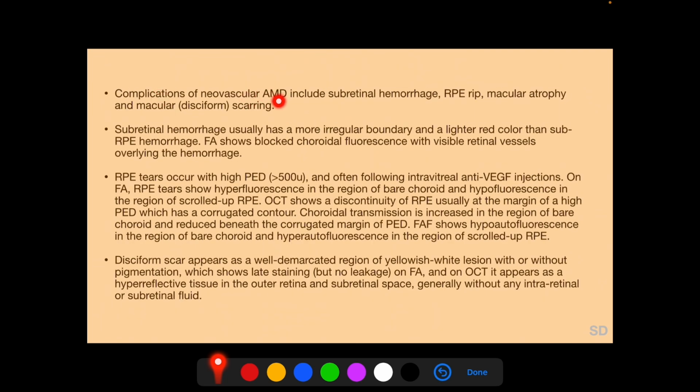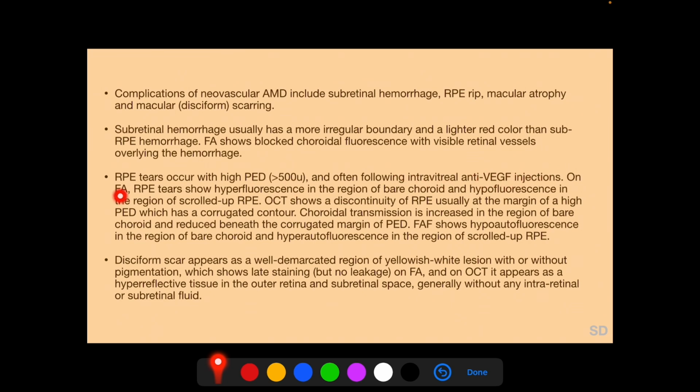Complications of neovascular AMD include subretinal hemorrhage, RPE tear, macular atrophy, and macular scarring. Subretinal hemorrhage usually has a more irregular boundary and a lighter red color than sub-RPE hemorrhage. FA shows blocked choroidal fluorescence with visible retinal vessels overlying the hemorrhage. RPE tears occur with PEDs which are usually more than 500 microns in height and often following intravitreal anti-VEGF injections.